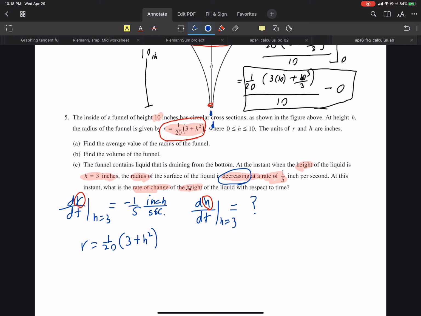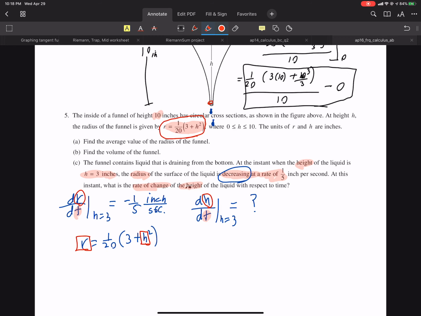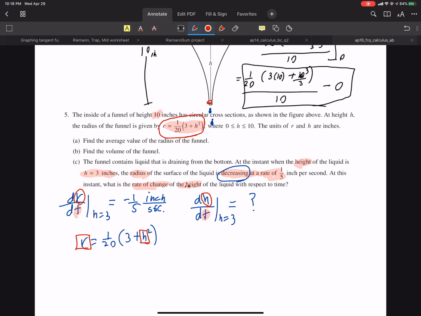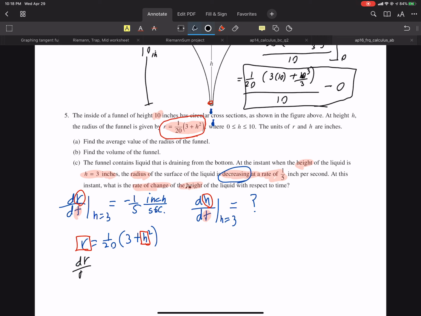And so as we take the derivative of this with respect to time, r is a function of time. h is a function of time. They're both functions. They're not our variable. Our variable is t. So when we take the derivative of these, it's with respect to time. So what's the derivative of r with respect to time? Well, by definition, it's dr dt.